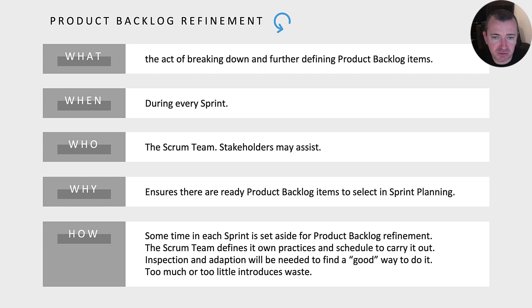Decomposing or splitting product backlog items will be needed to ensure they're small enough that they can be done in a sprint. For new Scrum teams, this will be a critical skill to learn, and it may take some time for them to learn how to do this effectively. Product backlog items may be further refined in sprint planning and during the sprint itself when they're being actively worked on by the developers.